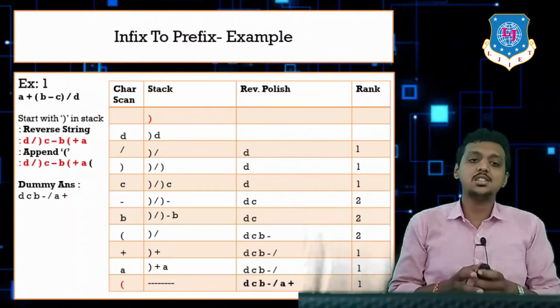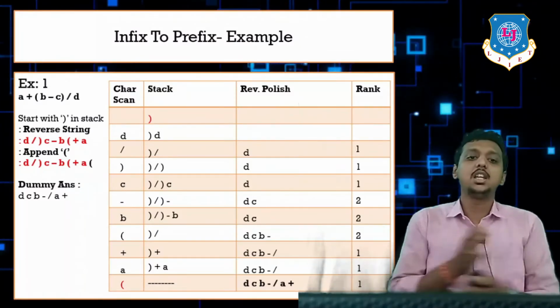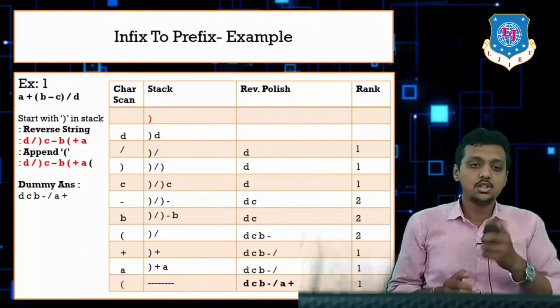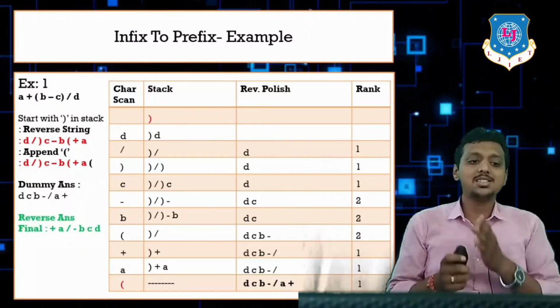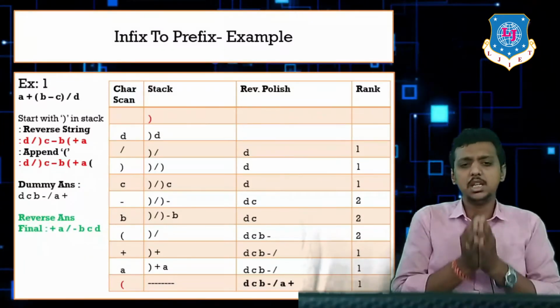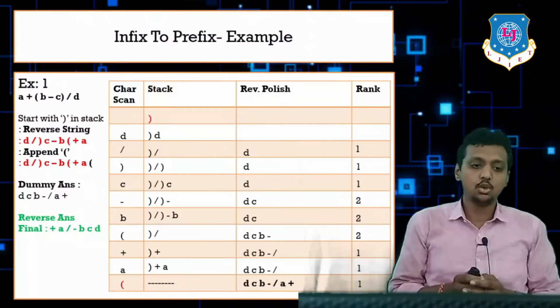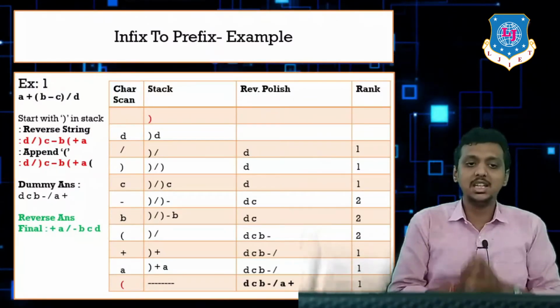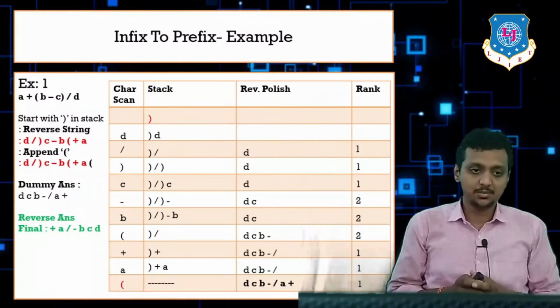What I need to do is just convert the whole answer into reverse order. So my final answer becomes plus A division minus B C D. Okay, plus A division minus B C D. That's my final answer.